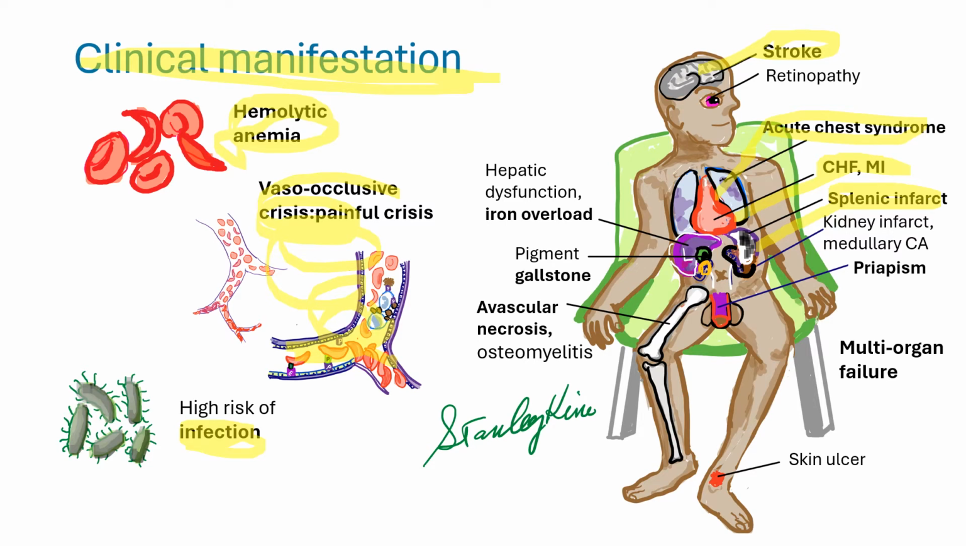And liver dysfunction, especially iron overload, because of so many blood transfusions in their lifetime. And because of hemolysis, it can cause bilirubin pigment gallstones. Poor circulation and ischemia in the bone result in avascular necrosis and osteomyelitis. Another dangerous event is multi-organ failure. It also can cause splenic and kidney infarct, hematuria, and the rare renal medullary carcinoma. And the very famous priapism, unwanted erection of the penis, and they can have skin ulcers that do not heal well.